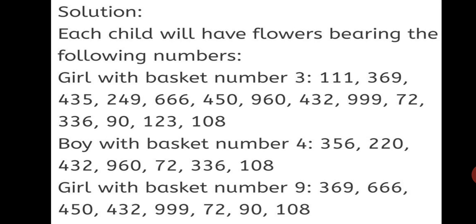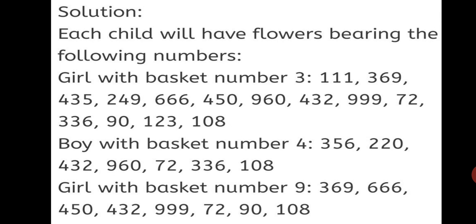Next number is 369. Add 3 plus 6 is 9. 9 plus 9 is 18. 18 is divisible by 3? Yes. So 369 flower number will also go in the basket number 3. Next is 435. Add 4 plus 3 is 7 and 7 plus 5 is 12. 12 is divisible by 3. That means this flower will also go in basket number 3, 435.